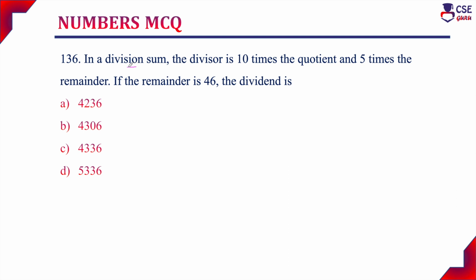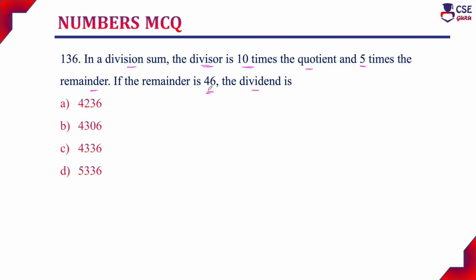Problem number 136. In a division sum, the divisor is 10 times the quotient and 5 times the remainder. If the remainder is 46, then what is the dividend? Okay, so the divisor is 10 times the quotient and 5 times the remainder. But the remainder they have given.